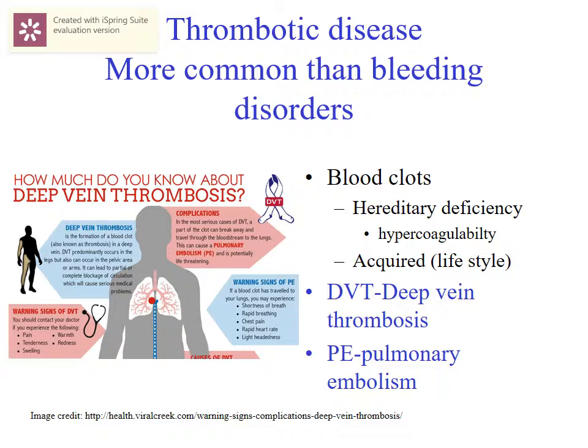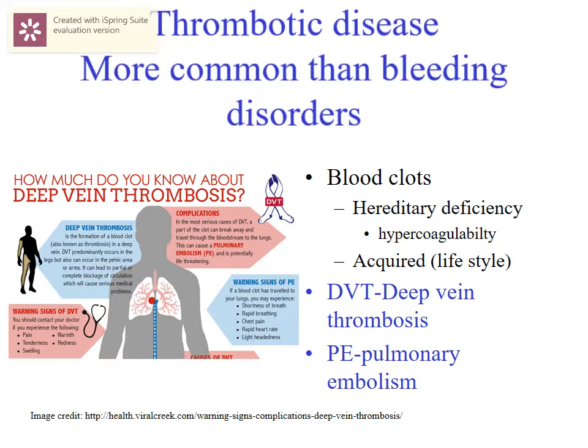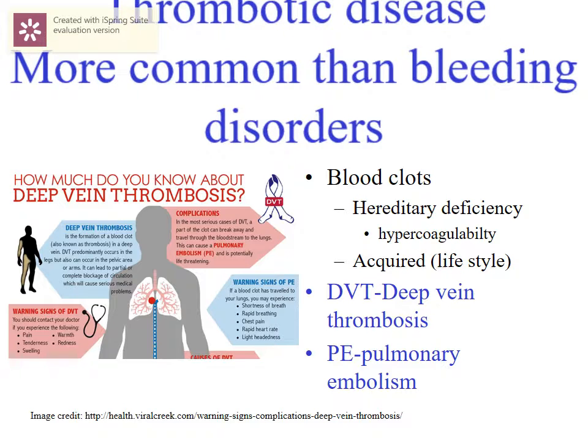It could also be an acquired condition due to lifestyle. So lifestyle examples would be overweight, sedentary, cigarette smoking, and some other factors that contribute to a tendency to form blood clots. There are two terms related to this, DVT, which is a deep vein thrombosis, and a PE, or a pulmonary embolism. A pulmonary embolism is a deep vein thrombosis that has traveled to the lungs, and it is a life-threatening condition.